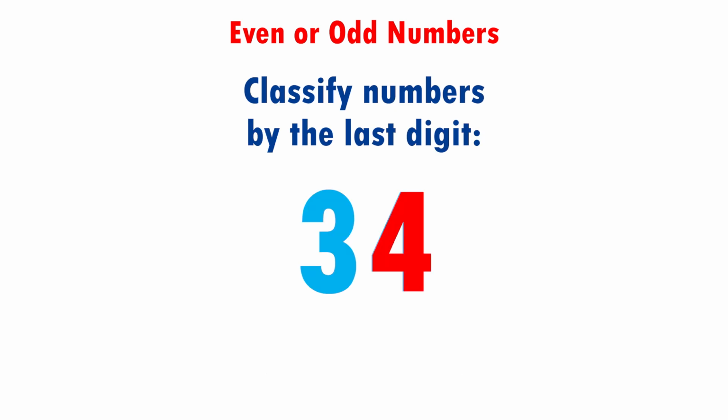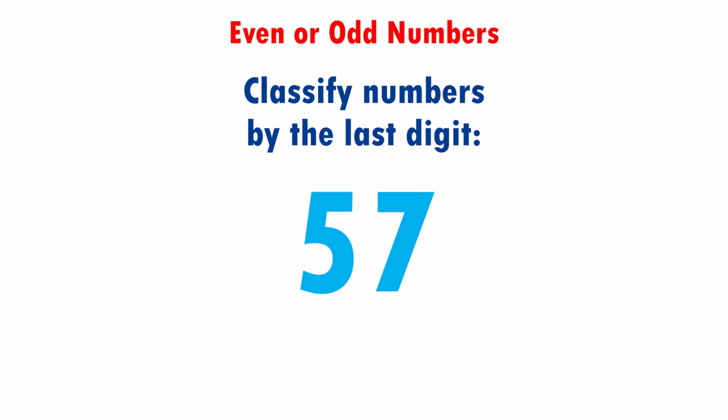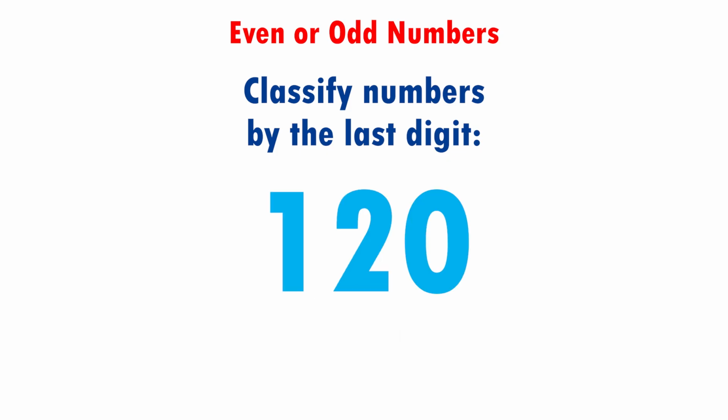34 ends in 4. So we can make pairs with nothing left over. That means the number is even. 57 ends in 7. So we can't make equal pairs. One is left over. That means the number is odd. 120 ends in 0. So we can make pairs with nothing left over. That means the number is even.